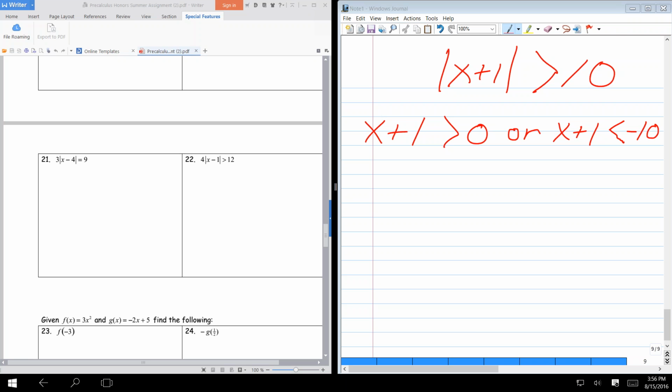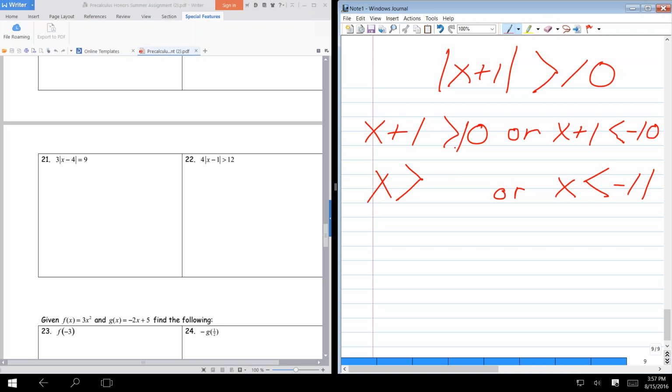Now solve each one vertically. The reason I write them horizontally with an or in between is because I know I'm going to have to solve them vertically. Well, x is greater than minus 1, or x is less than minus 11. And you'll see that that works. As long as x is greater than minus 1, this is a true statement. But hold on a second. Excuse me. That's a 10.